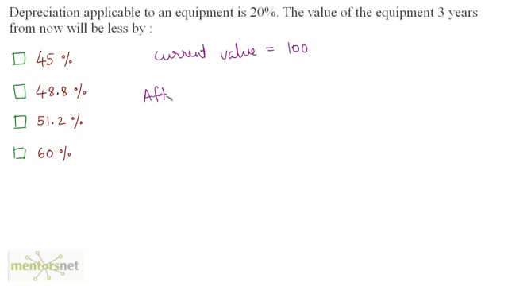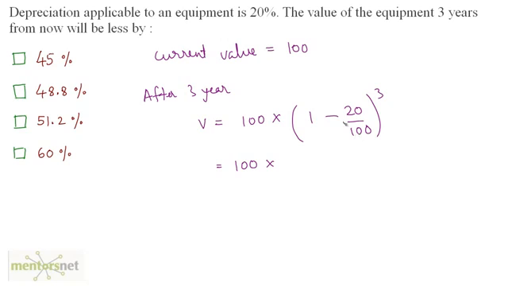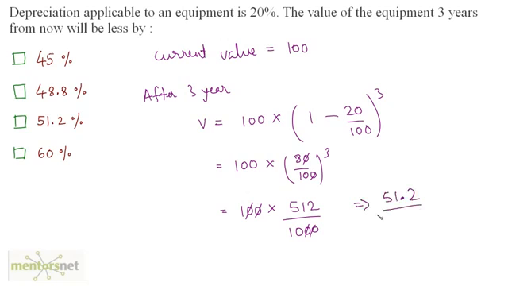After 3 years, the value will be equal to the initial value, which is 100, times 1 minus, because it is depreciation, the rate is 20%, so 20 upon 100 raised to N, and N is 3. So this is equal to 100 times (100 minus 20) which is 80 upon 100 cubed, and that is equal to 100 times 8 cubed, which is 512, divided by 1000. So these two zeros get cancelled out. So I have 51.2 as the value after 3 years.